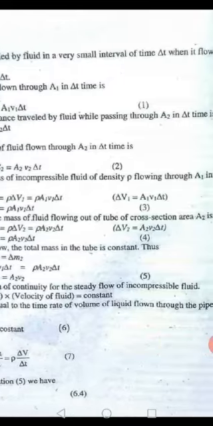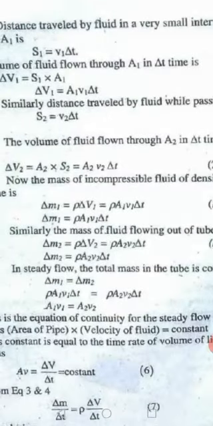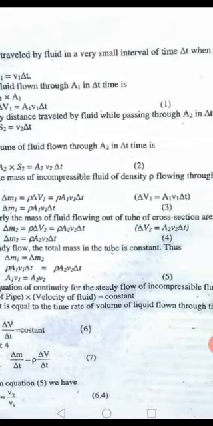Similarly, for the distance traveled by fluid passing through A2, the same equation is generated: delta V1 equals A1 V1 delta T for the lower end. For the upper end of the pipe, the equation will be delta V2 equals A2 V2 delta T. So these are the two equations for volume, delta V1 and delta V2. Now, considering the mass of an incompressible fluid, we already studied that ideal fluid flow must be incompressible. Its density never changes; it has a constant value of density.